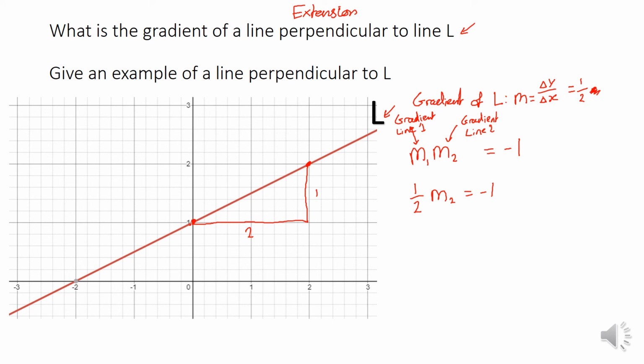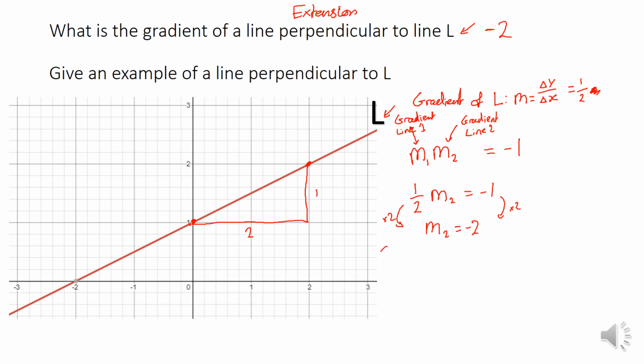So if a half of m2 is minus 1, if we times both sides by 2, that gets rid of the half on the left, so we're just left with m2 equals minus 2. So our gradient of a line perpendicular is minus 2. So every perpendicular line to L would have a gradient of minus 2. Again, if you want to check on Desmos, you can plot one that's got a gradient of a half, plot one that's got a gradient of minus 2, and you'll be able to check that they are perpendicular.